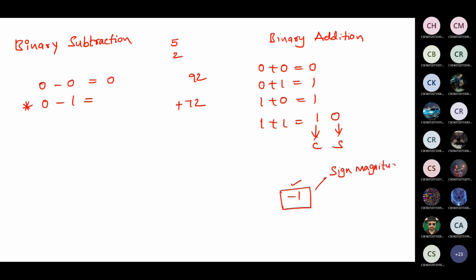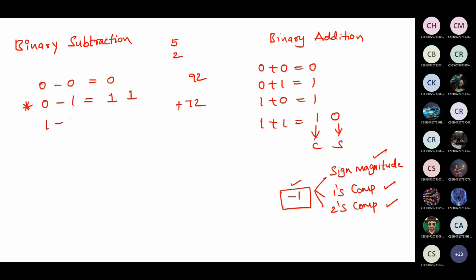Three concepts are there in order to represent negative numbers: sign magnitude form, 1's complement form, and 2's complement form. For now I'm writing the answer directly. The answer for this is 1 1. In your next class, I'll explain all these 3 concepts so that you will understand why I'm writing 0 minus 1 as 1 1.